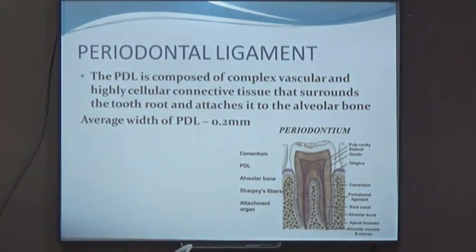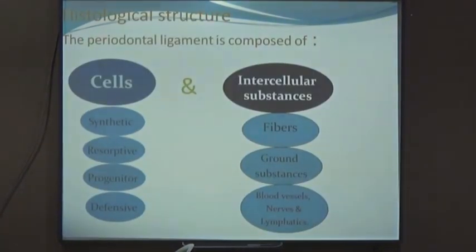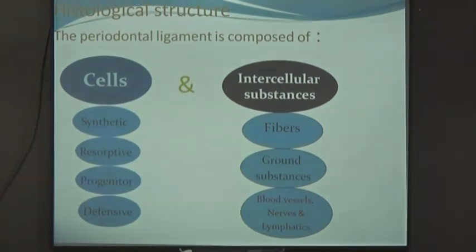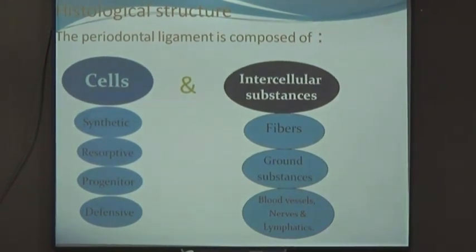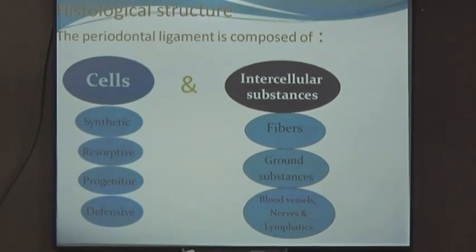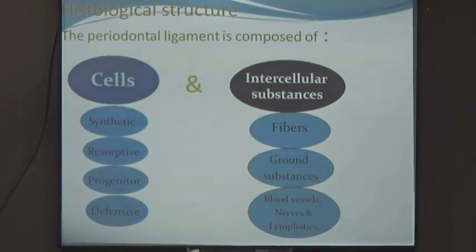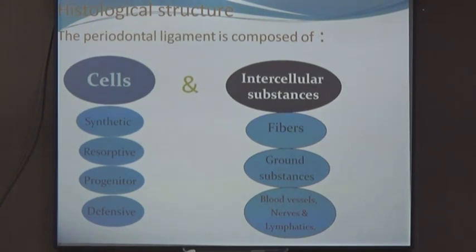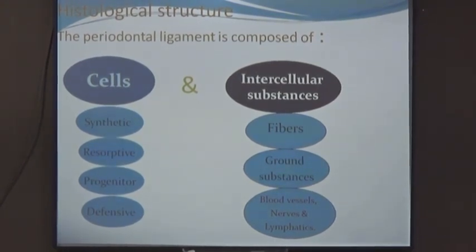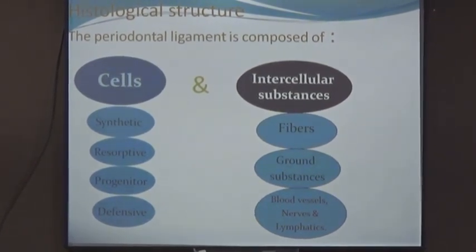If you are not understanding, please stop me there. Now, you should know the histological structure. The periodontal ligament is composed of cells and extracellular substances. The cells are synthetic, resorptive, progenitor, and defensive. These are the 4 types of cells present in the periodontal ligament. And the extracellular substances are fibers, ground substance, blood vessels, nerves and lymphatics.